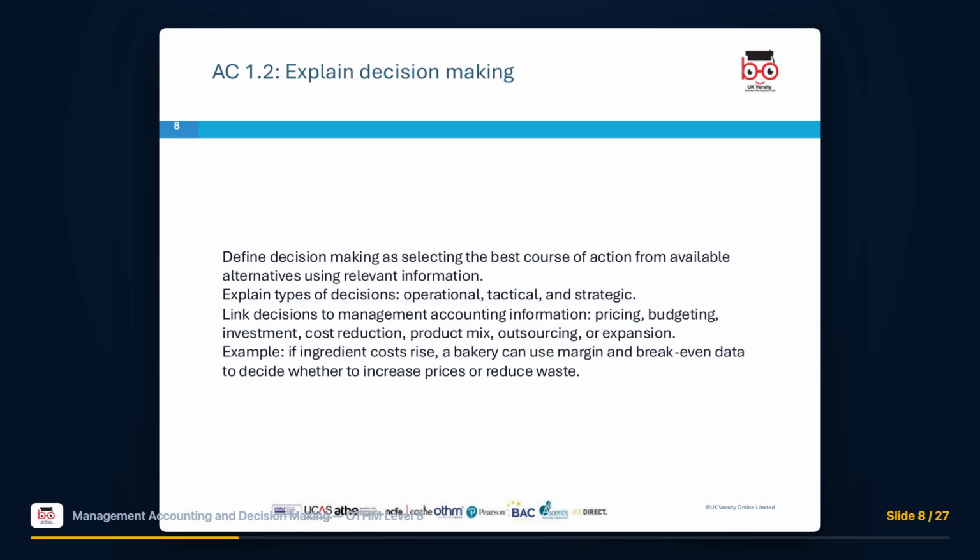For 1.2, a definition alone won't do. Define decision-making as selecting the best course of action from the alternatives using relevant information. Explain operational, tactical, and strategic decisions, and link them to management accounting information such as pricing, budgeting, investment, cost reduction, and product mix. For example, if ingredient costs rise, a bakery can use margin and break-even data to decide whether to raise prices or cut waste.